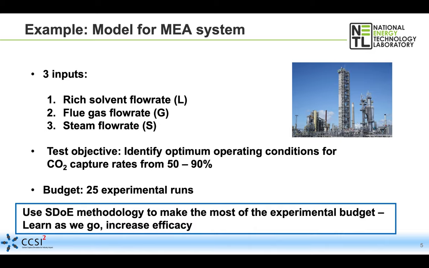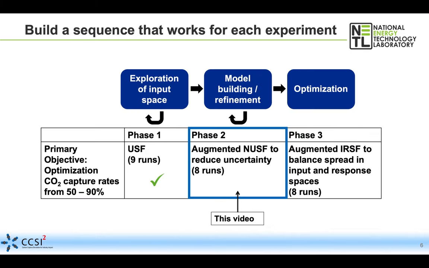We're going to use them over a couple of different phases of designed experiment to make the most of that experimental budget using sequential design of experiments methodology, which allows us to learn as we go to increase efficacy and really use that budget wisely. What that means is that we've broken down this problem into three phases. The first phase was exploring the input space across the space of those three inputs.